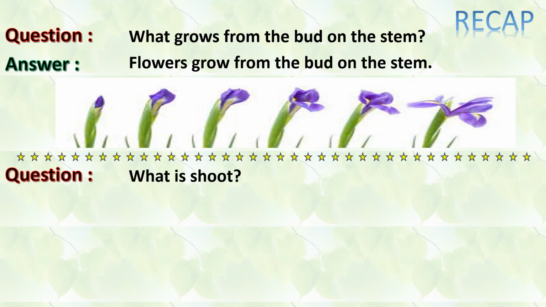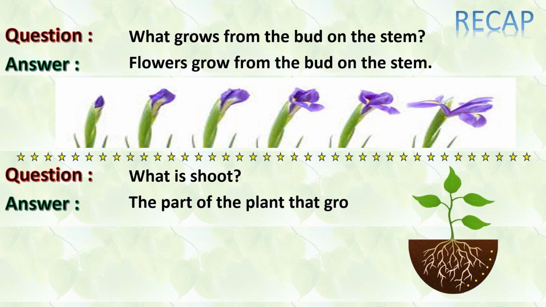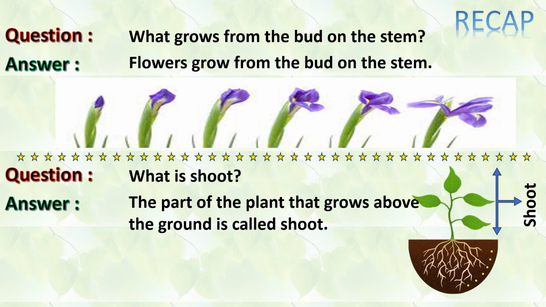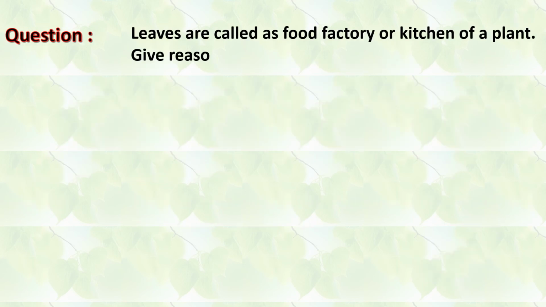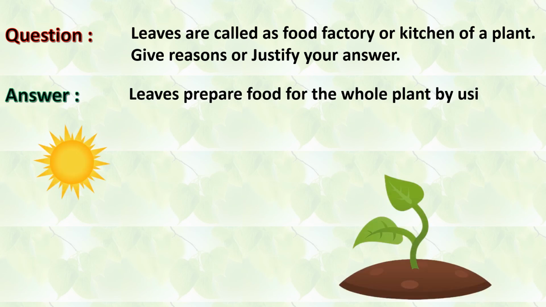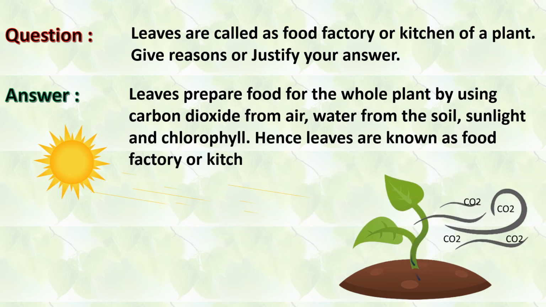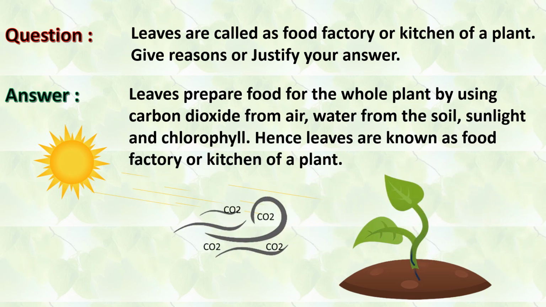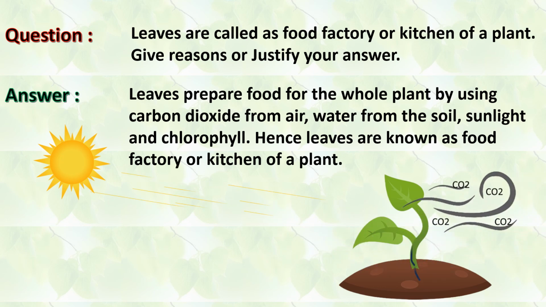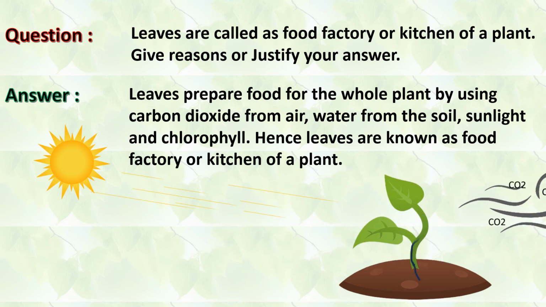Question. What is shoot? Answer. The part of the plant that grows above the ground is called shoot. Question. Leaves are called the food factory or kitchen of a plant. Give reasons or justify your answer. Answer. Leaves prepare food for the whole plant by using carbon dioxide from air, water from the soil, sunlight and chlorophyll. Hence leaves are known as food factory or kitchen of a plant.